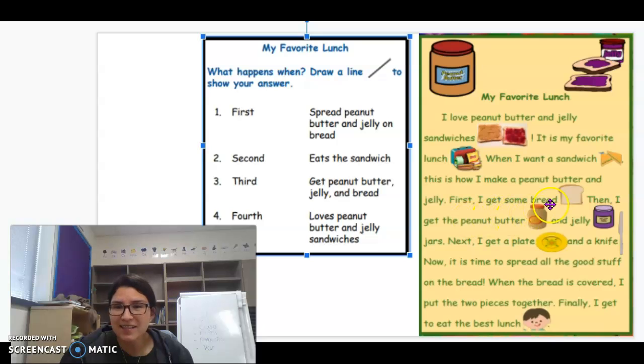First, I get some bread. Then I get the peanut butter and jelly jars. Next, I get a plate and a knife. Now it is time to spread all the good stuff on the bread. When the bread is covered, I put the 2 pieces together. Finally, I get to eat the best lunch. My favorite lunch.